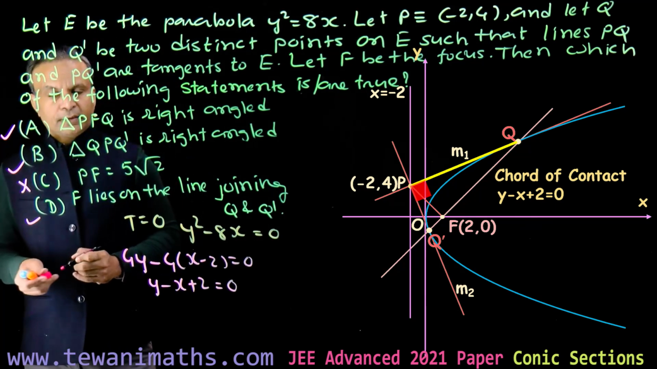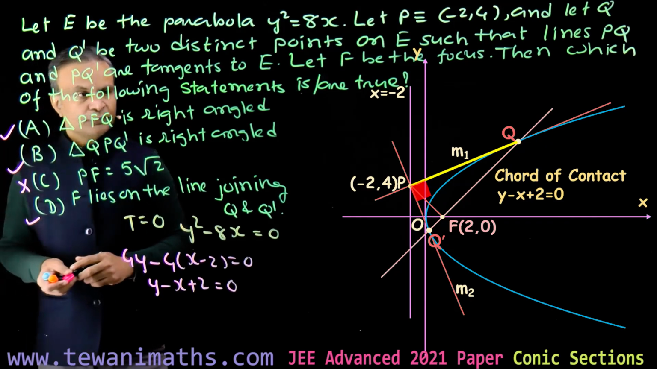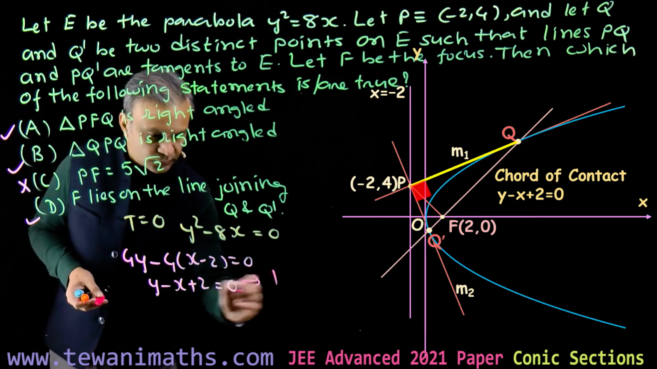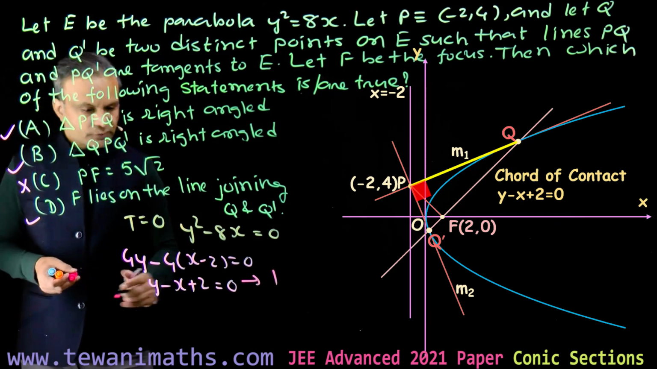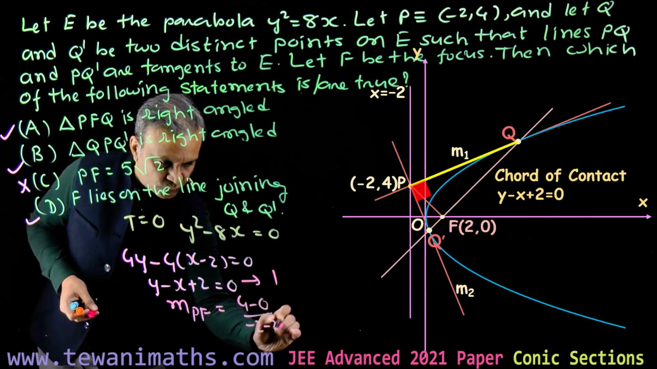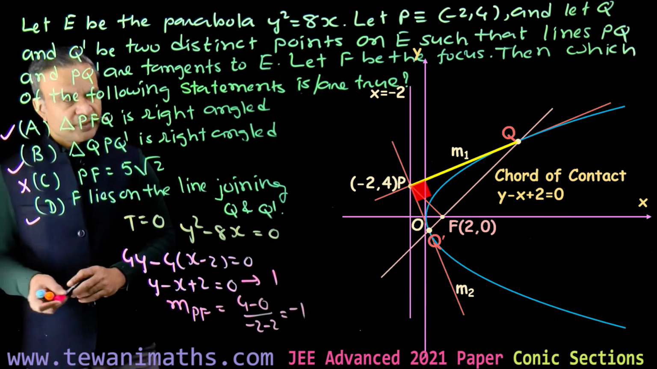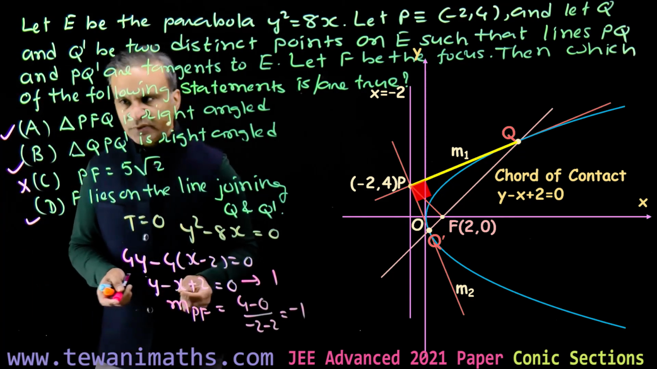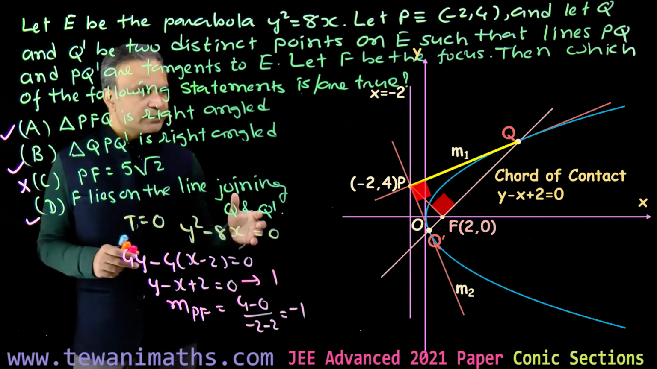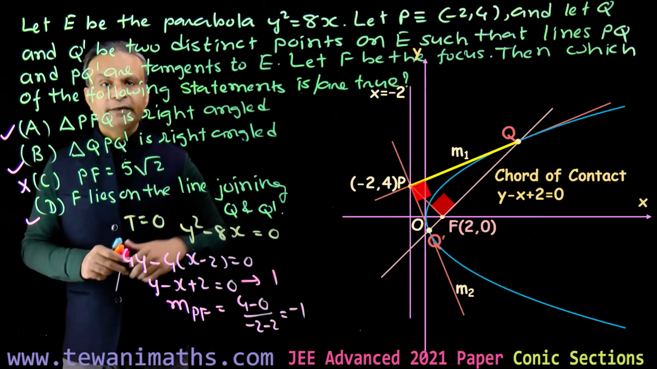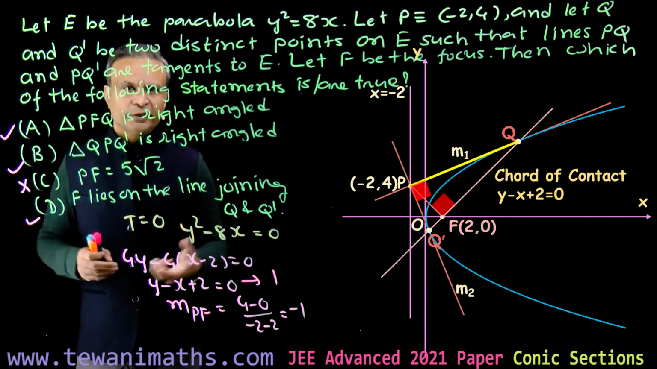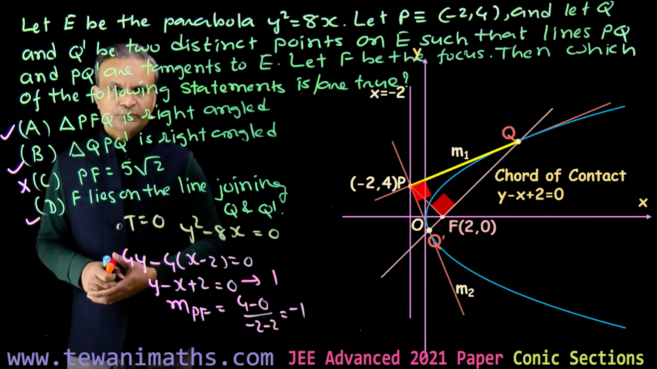Okay, now we have option A, that is triangle PFQ is right angle. Slope of chord of contact QQ dash is 1. Slope of this line is 1. Okay, and slope of PF is 4 minus 0 over minus 2, which is equal to minus 1. That means PF is perpendicular to QQ dash. This means triangle PFQ is right angle. Okay. So it is not necessary that we can reply this question only if we know these properties. We can reply using common concepts of coordinate geometry, okay, or conic sections.